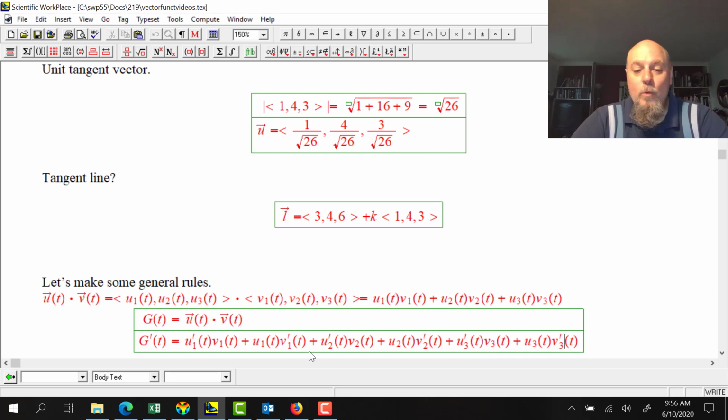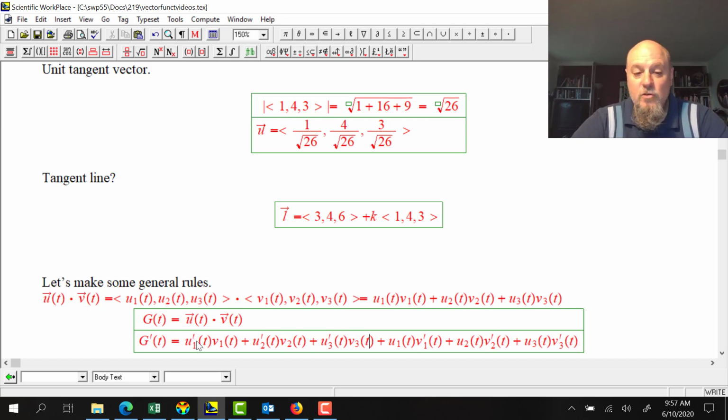Now, we can rearrange some things. This is the answer, but I want to make a more general rule. So all the things that have the u primes, that's this one. I'm going to move this one over. And here's another u prime. I'm going to move that one over. So here's all the ones with the u primes. Here's all the ones with the v primes.